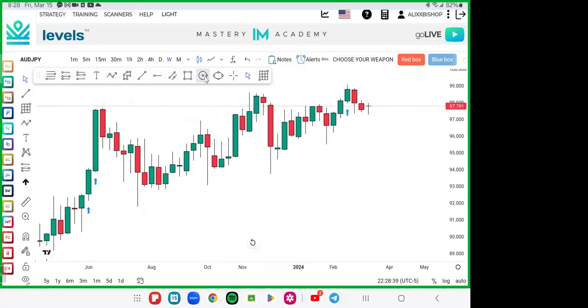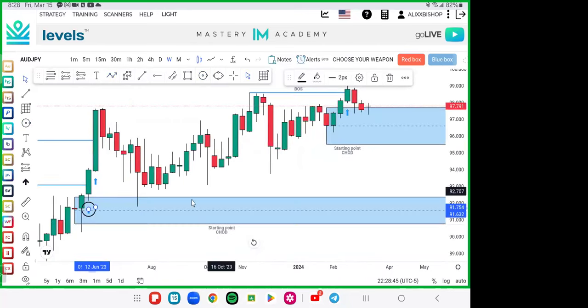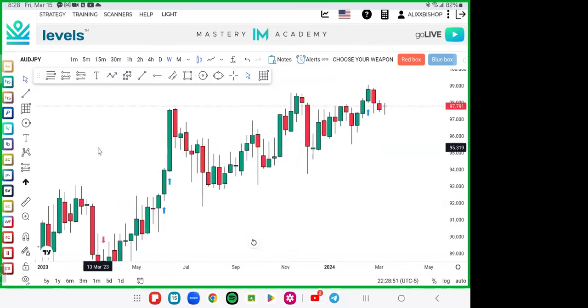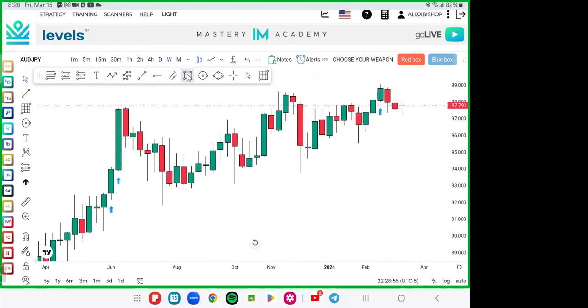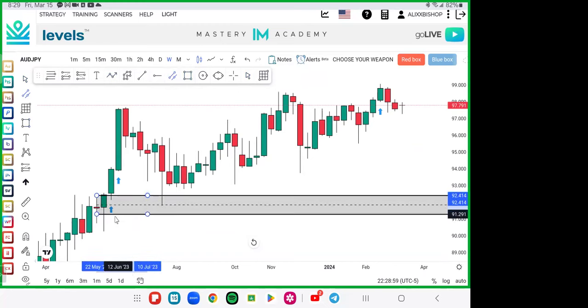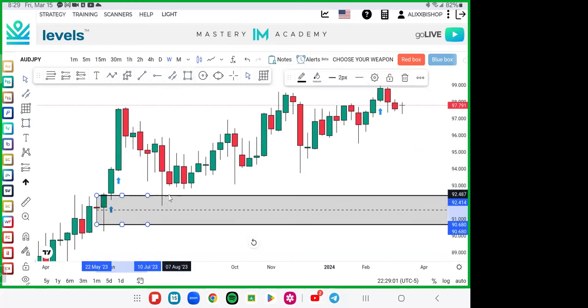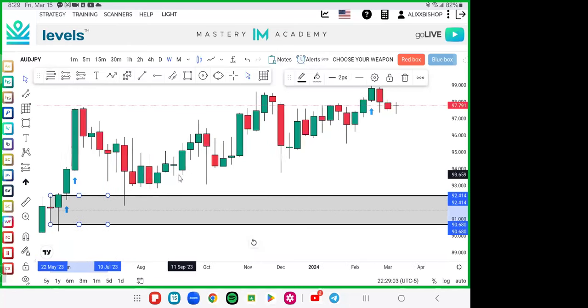I see two blue arrows, which means we should press blue box. So we can see here, we actually get a starting point and levels is letting us know, which is super solid, right? We've done our studies, we take our notes, and now we're able to see this type of stuff, right? So boom. This could have been your move here on the weekly time frame.